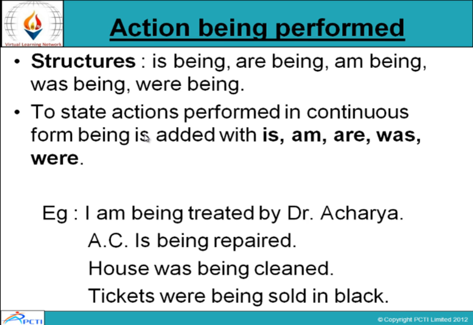How to say actions that are happening now? Passive voice in continuous tense. To indicate action done in continuous form, we use structures is being, are being, am being, was being, were being. This will be the continuous form of passive voice. So, to state actions performed in continuous form, being is added with is, am, are, was, were.